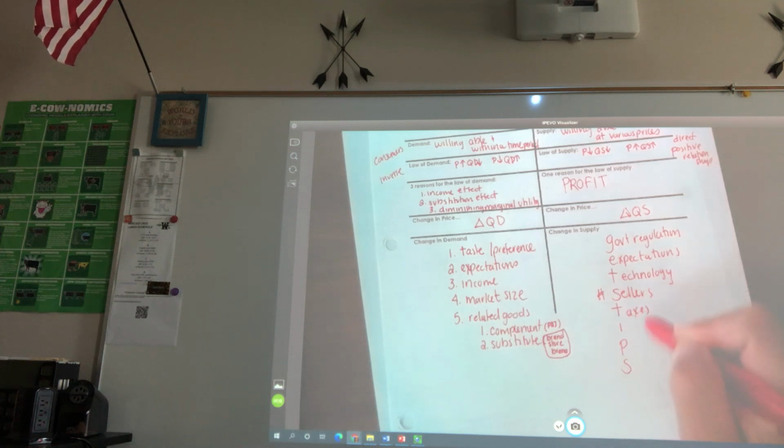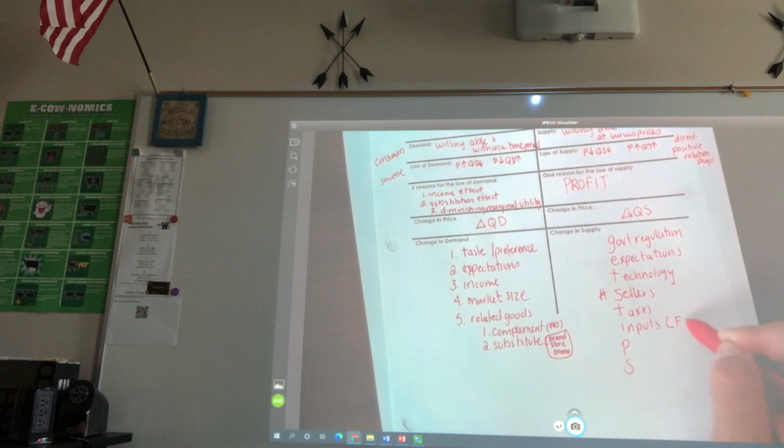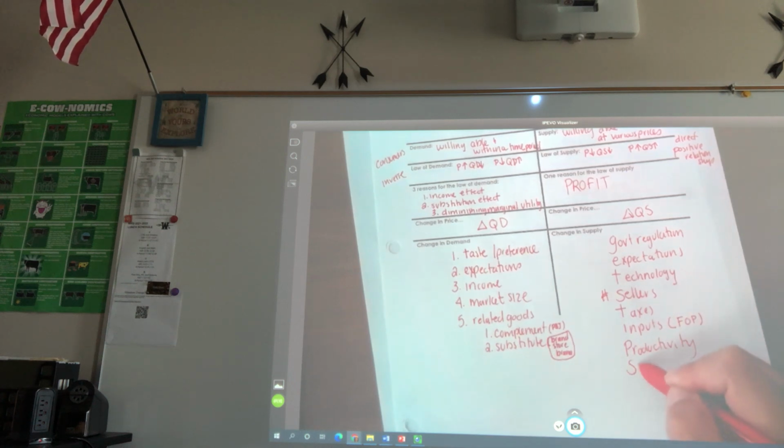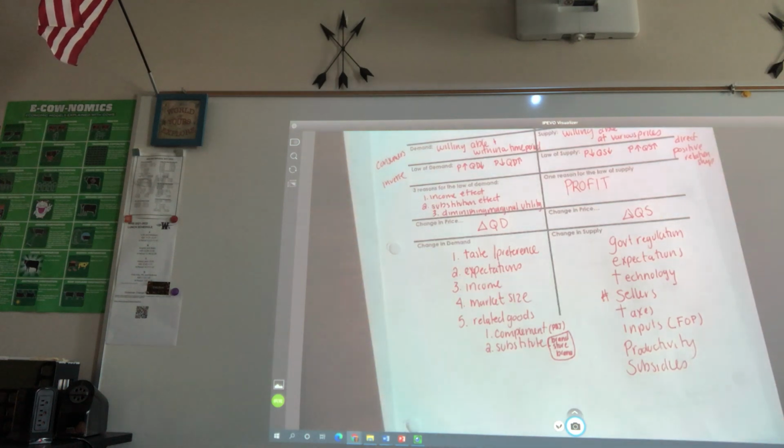Taxes, inputs. Do y'all remember what inputs are? What you need, like raw material. The FOP, yeah, your raw materials. And then we get productivity. And then subsidies. Do y'all remember what subsidies are? It's the government giving money out, right?